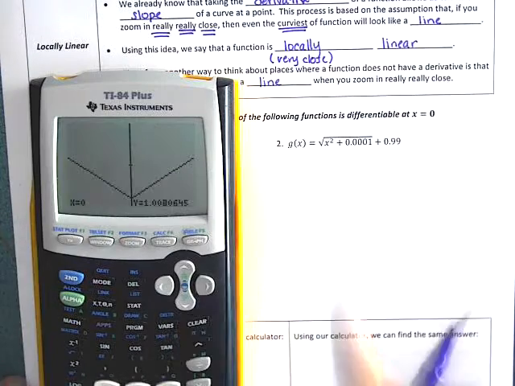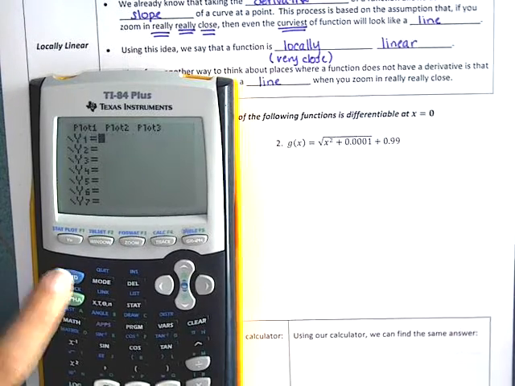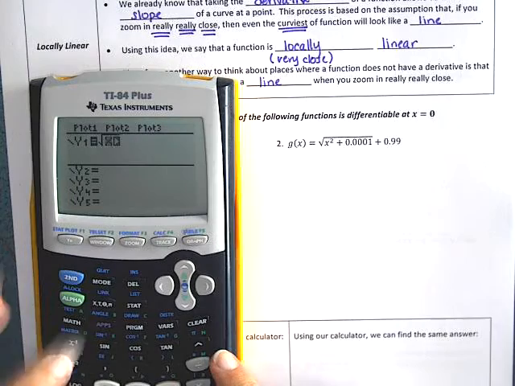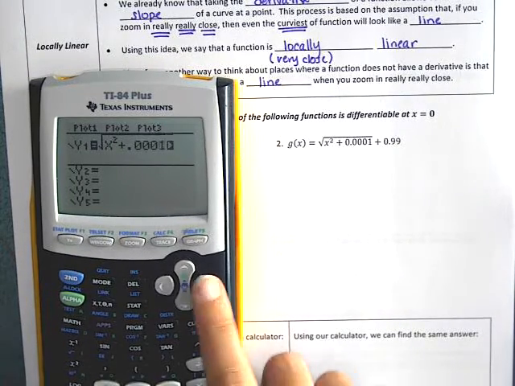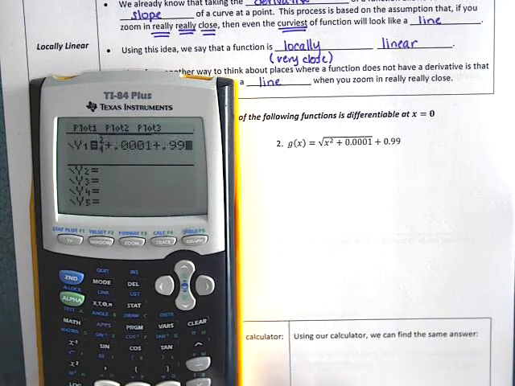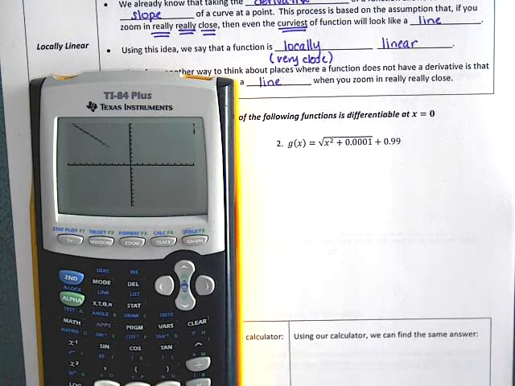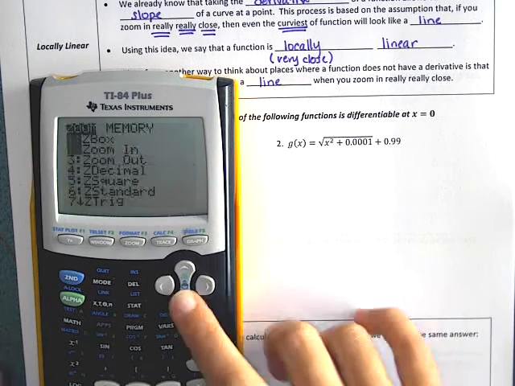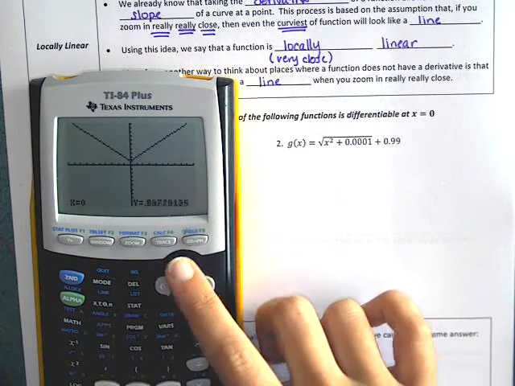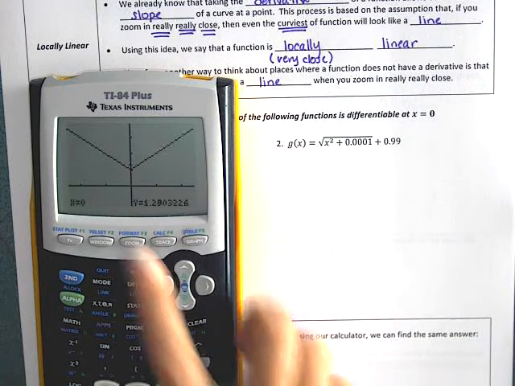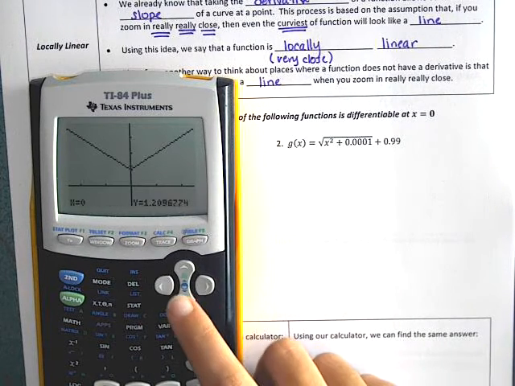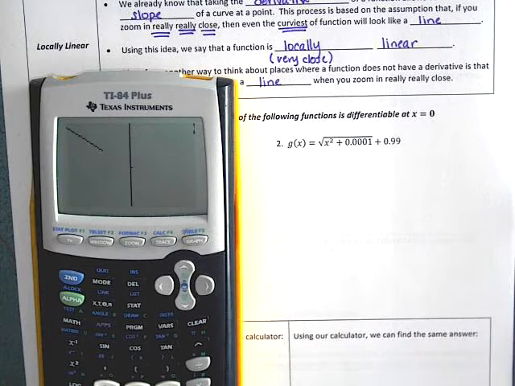Now let's try this graph. So go to y equals, clear it, the square root of x squared plus 0.0001 plus 0.99. Zoom 6, just reset it to home base. Still kind of looks like an absolute value graph. But let's zoom in on this one. Zoom in, get close to that corner, move your little blinker, hit enter. Now we've got to zoom in again because we've got to zoom in really close. Move your little blinker close, hit enter.